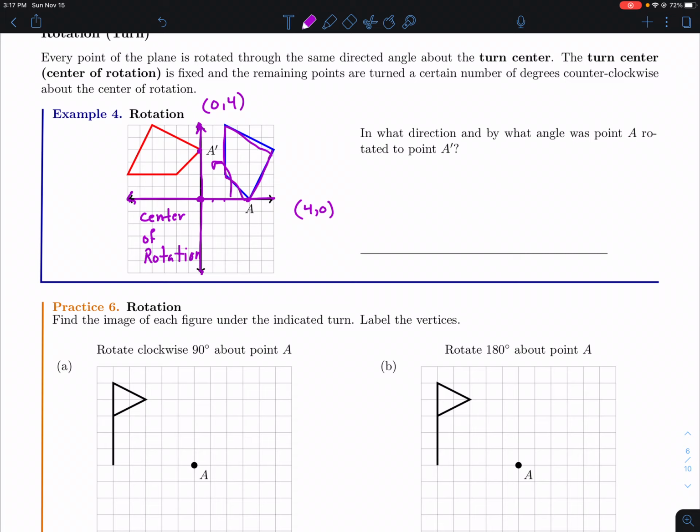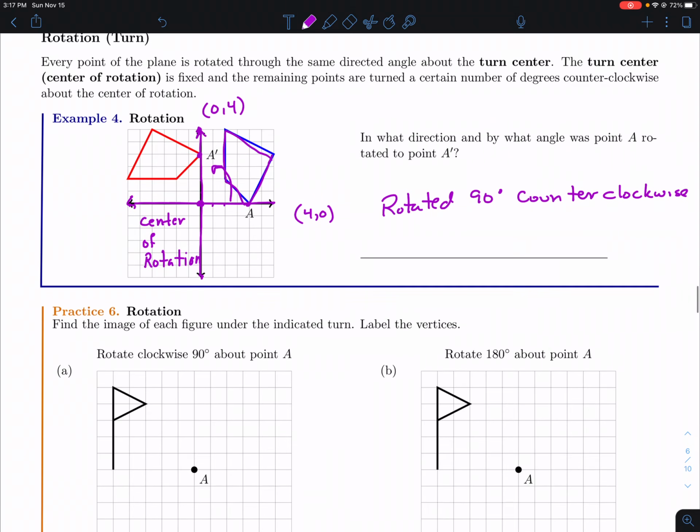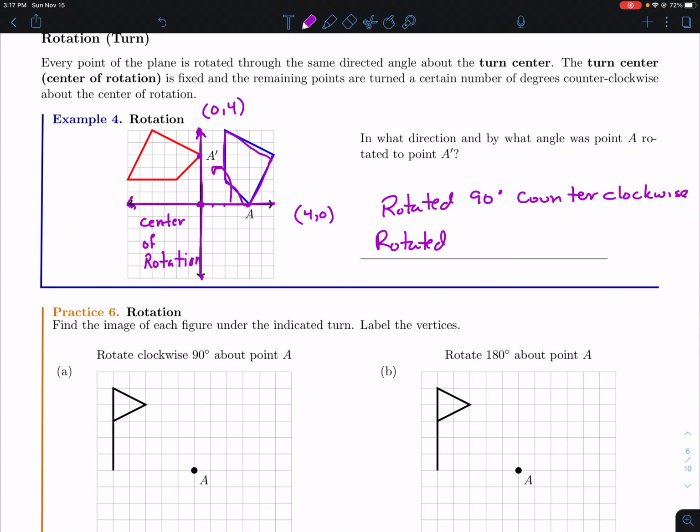So in this case, what direction was this rotated from point A to point A prime? There are two different answers, because this was rotated 90 degrees counterclockwise, or 270 degrees clockwise. Now, you don't have to come up with both answers. If you only noticed it was a 90-degree counterclockwise rotation, that's fine. I only care if you get one of them, so keep that in mind.